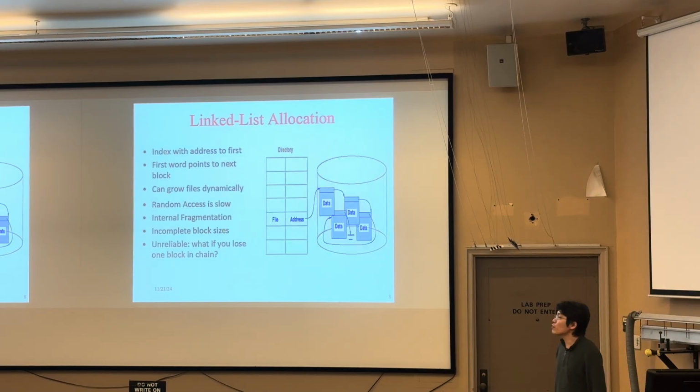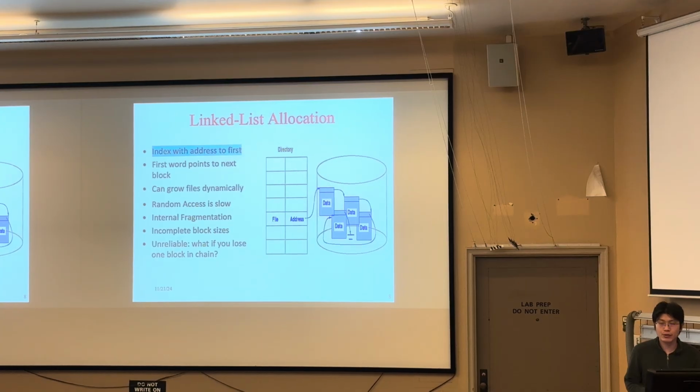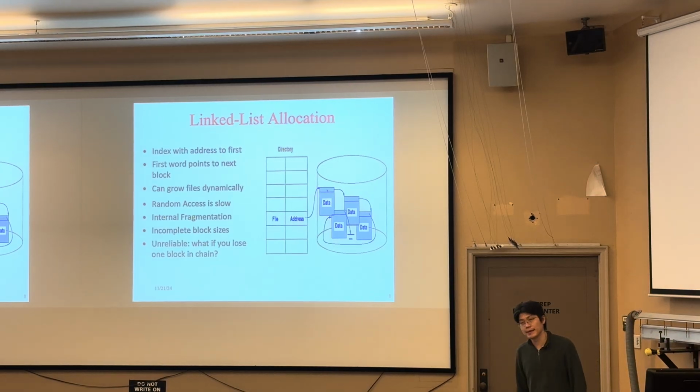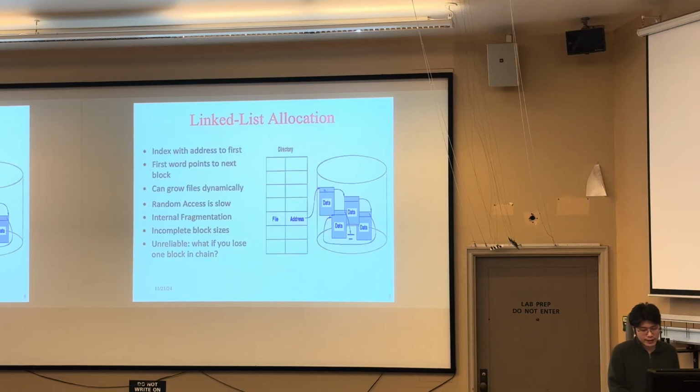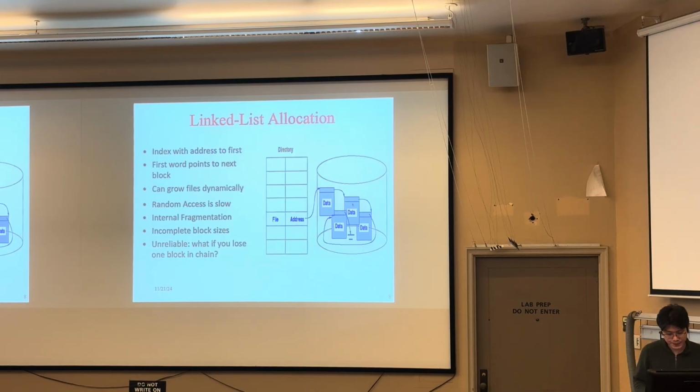Okay, so to improve on that, people have developed linked list allocation. Right? So you have an index with address to the first block. So in this directory you have a file, right? This is supposed to be the file name, and this file has a link, an address linking to the first block that contains the first piece of data. Okay, and then this first block of this file contains a link to the second block of this file, and so on. Right? You have a linked list of all the data blocks.